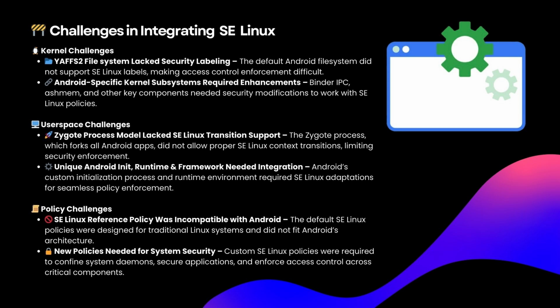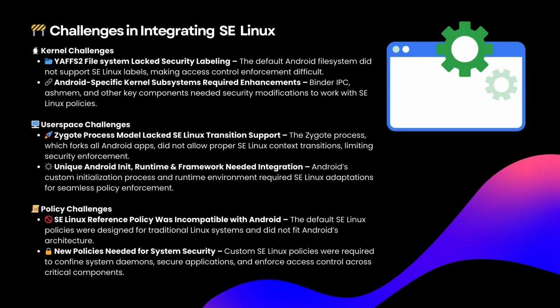Kernel challenges. YAFFS2 file system lacked security labeling. One of the primary hurdles was the fact that Android's default YAFFS2 file system didn't support SELinux labels. These labels are essential for enforcing access control rules, so without them, enforcing mandatory access control was nearly impossible. To solve this, a new approach was needed to add this labeling system to the file system.